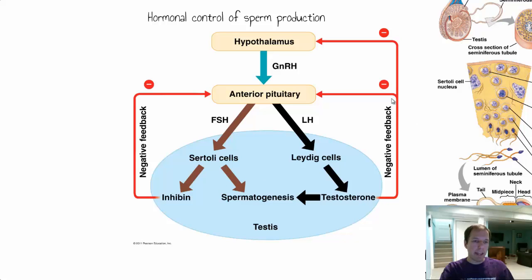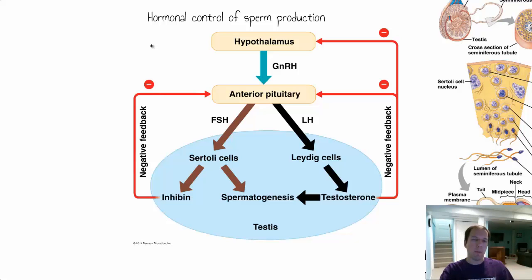You have the negative feedback here at multiple levels. We have feedback to the pituitary and to the hypothalamus. Once the testosterone is produced, once the sperm are produced, then negative feedback is telling the hypothalamus and pituitary to shut things down. So when we look at hormones, hormones always need to have these forms of control and regulation.